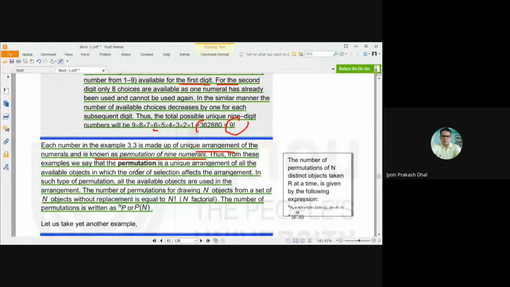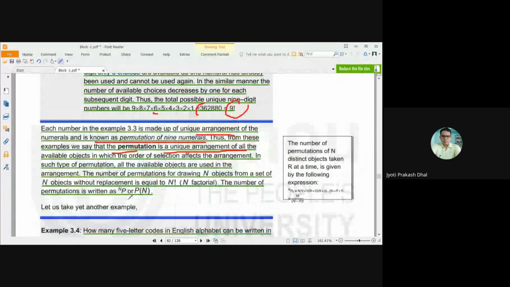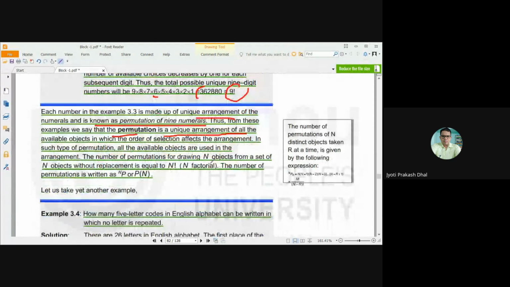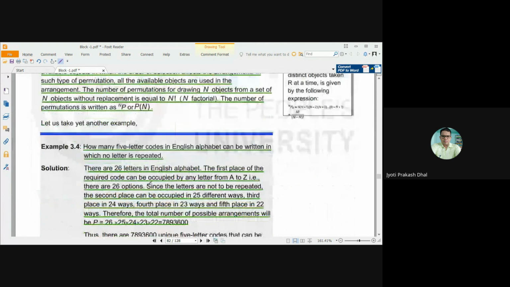Thus, from this experiment, we say that a permutation is a unique arrangement of all the available objects in which the order of selection affects the arrangement. In such a permutation, all available objects are used in the arrangement, and the number of permutations of drawing n objects out of a set of n objects will be n factorial. The number of permutations will be written as nPn or Pn.